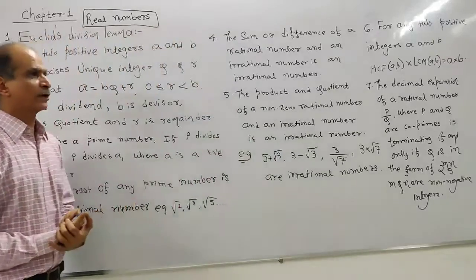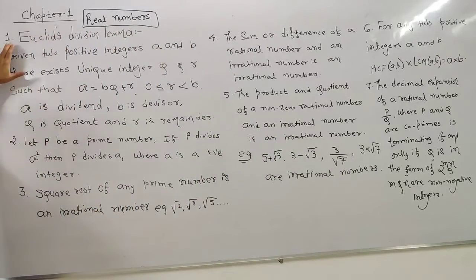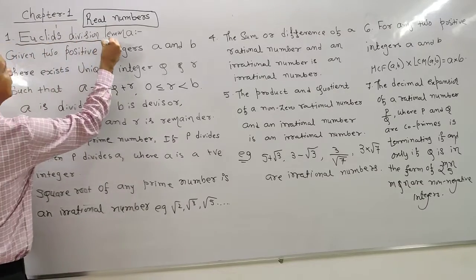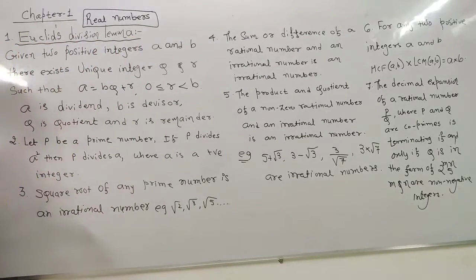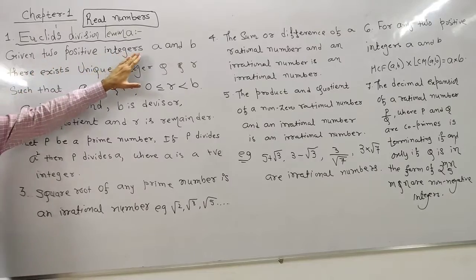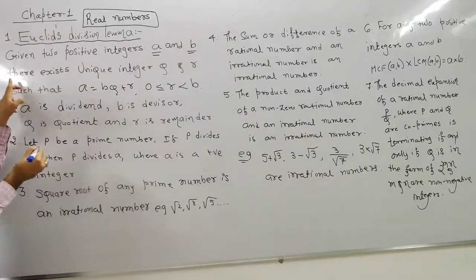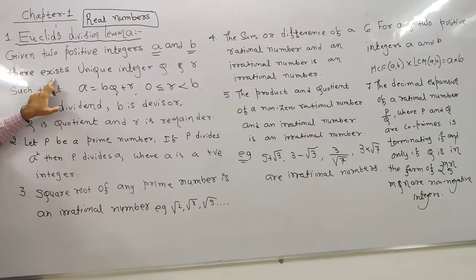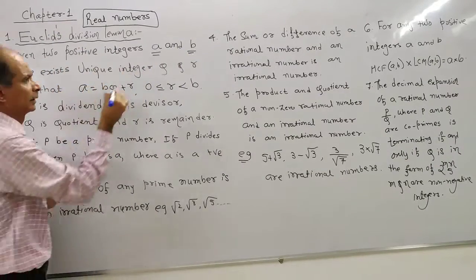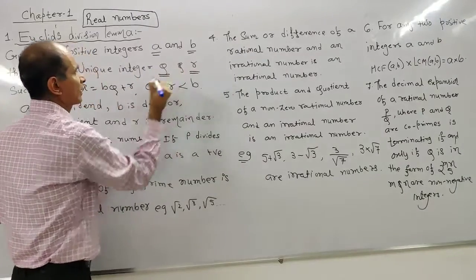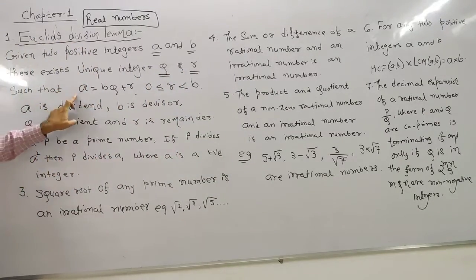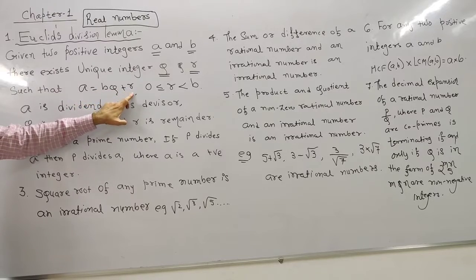Well, the first very important concept of this chapter is Euclid's division lemma. We have to use this lemma in many examples. Given two positive integers, suppose they are A and B, there exist unique numbers Q and R such that A is equal to BQ plus R.